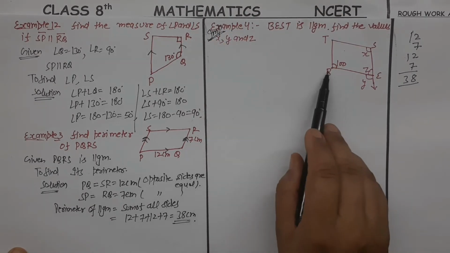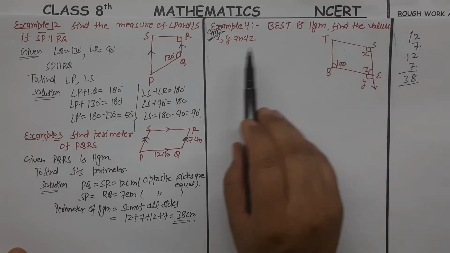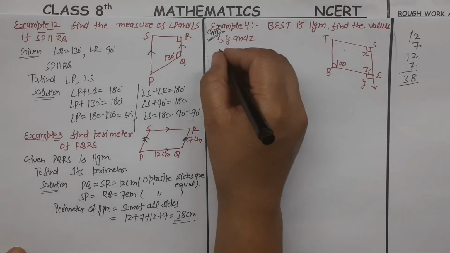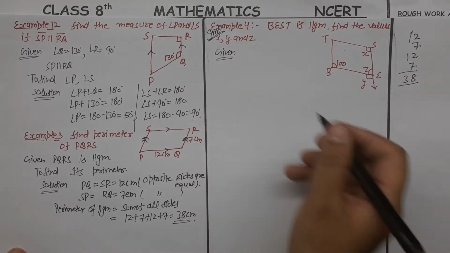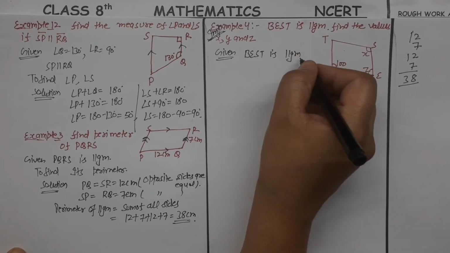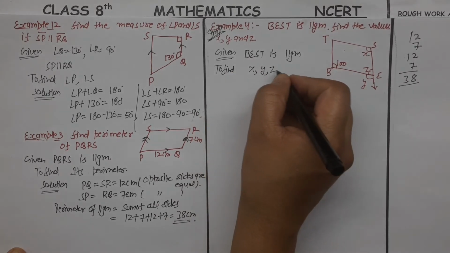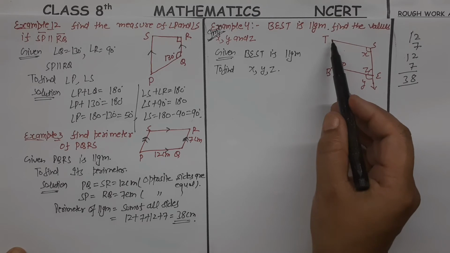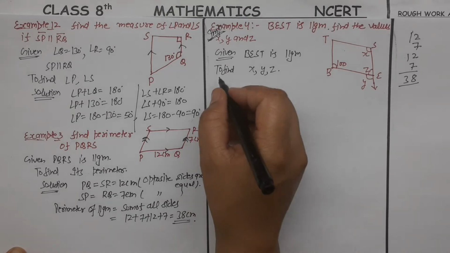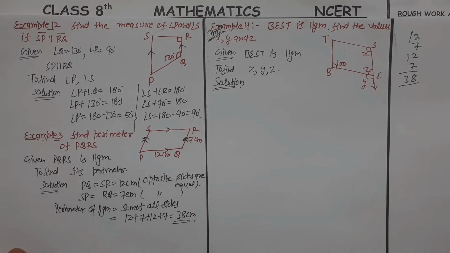BEST is a parallelogram, BEST, in which we go anti-clockwise. Find the values of x, y and z. Given BEST is a parallelogram, symbol of parallelogram. To find x, y, z, at the right side of the page you will make the figure like this, then write down given, to find and solution. Do work neatly everyone.